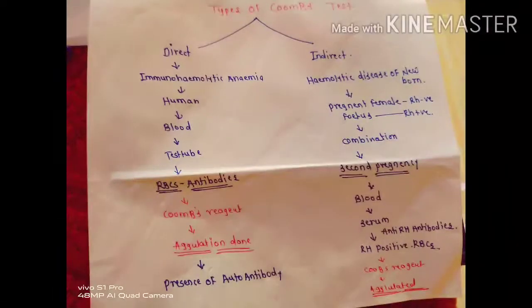In this way, when the Coombs test is positive, we can detect hemolytic disease of the newborn. So there are two types of Coombs test, direct and indirect, and this is all about the Coombs test. Thank you.